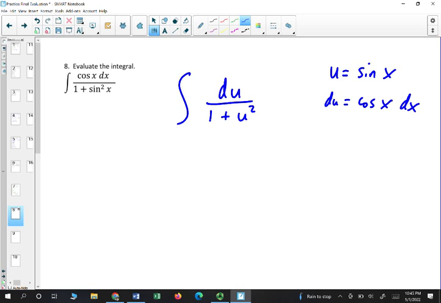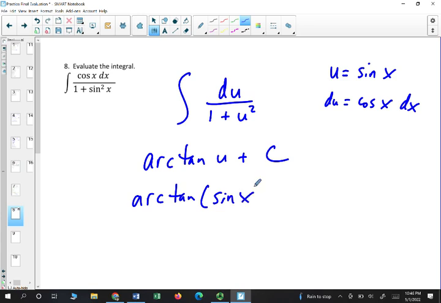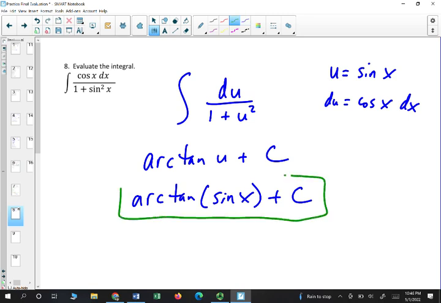Right? We should all recognize that as our arc tangent. So that becomes our arc tangent of u plus c. Substitute back in. So arctan of sine x plus c. And that would do it. That's what you guys would call light work. Right? Warm-up set. Alright, let's take a look at our next one.